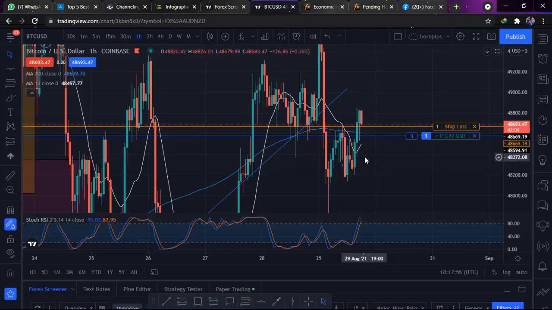Let's say you entered a sell trade and the price is moving in your direction. A sell trade means price moves downward. Normally when you enter a sell trade, your stop loss is above your entry and your take profit is below your entry. You are in profit, everything is going well, and you want to sleep or get off your screen. So you bring your SL, your stop loss, from where it was to break even.